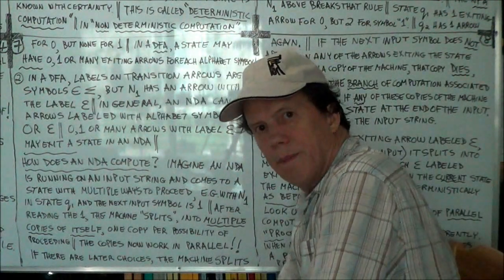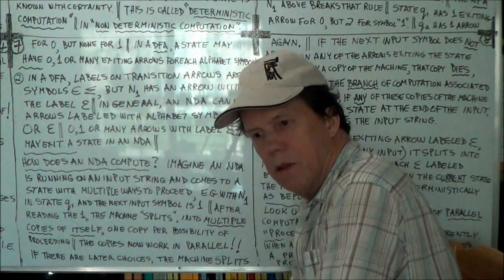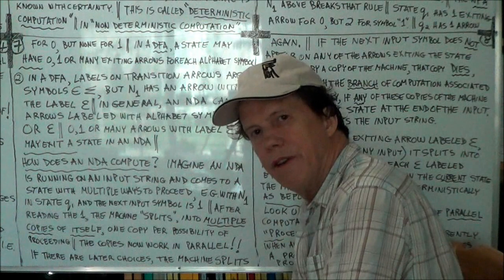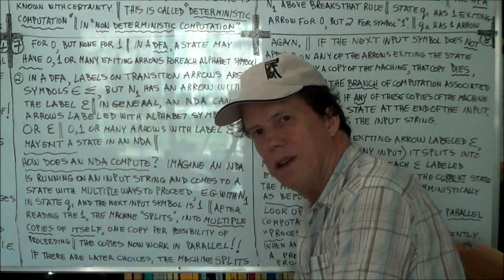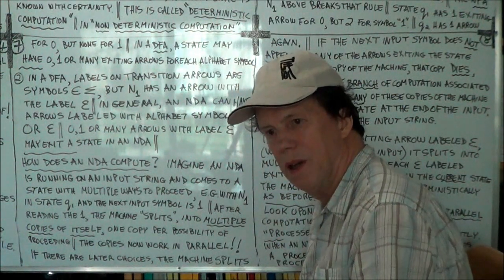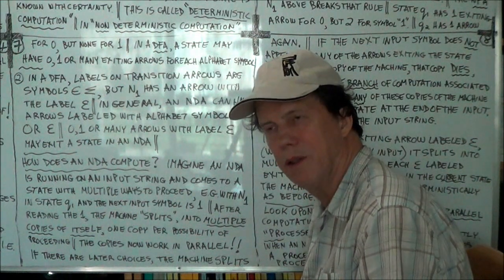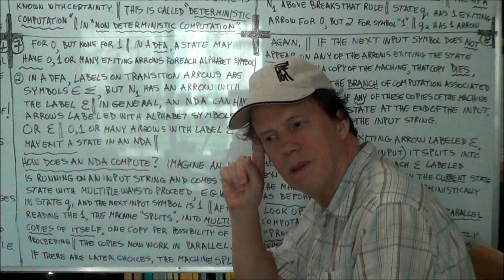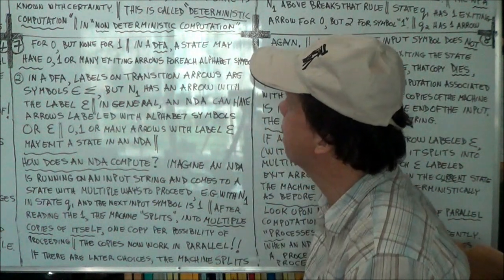So we're talking about the differences between a DFA and an NFA, between a deterministic finite automaton and a non-deterministic finite automaton, right?